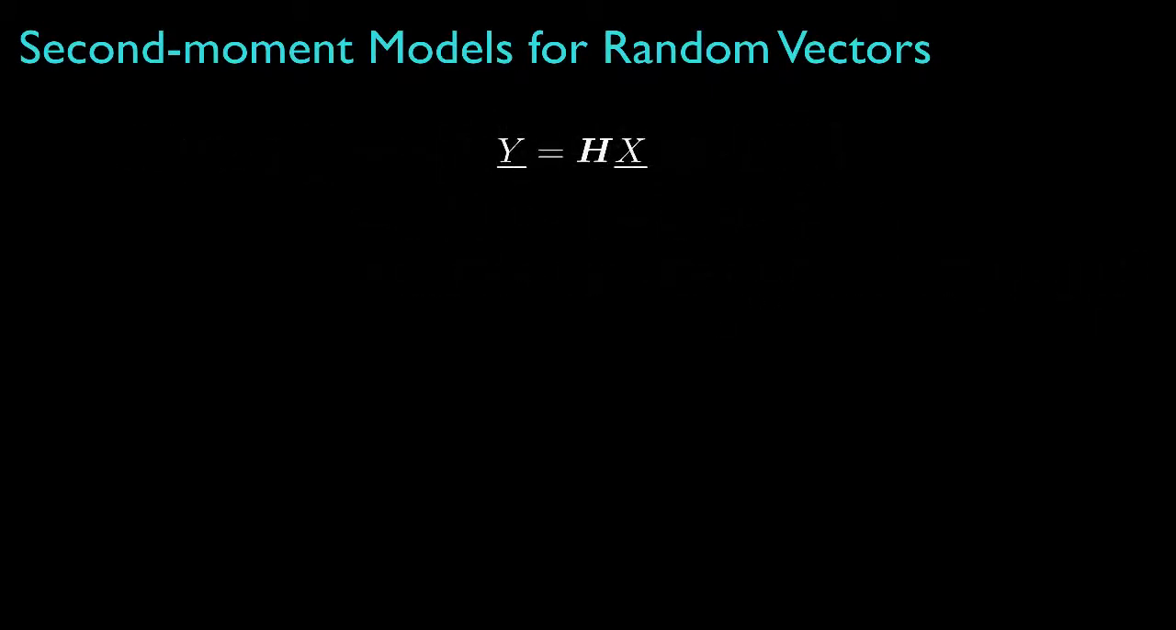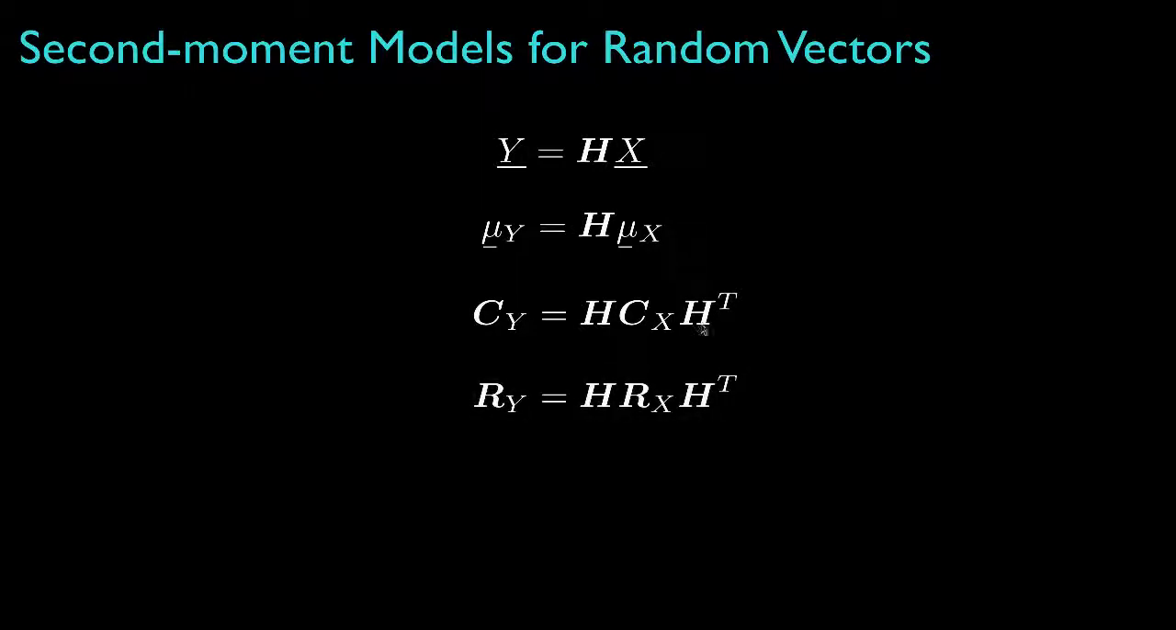Now, we'll often encounter a situation where we apply a linear transformation of a random vector to create another random vector. Here we've shown this as y equals H x, some matrix H times x. In this case, the mean for the transformed vector is the transformed mean vector, and the covariance matrix is the product of the transformation matrix H times the covariance for the input vector x times the transpose of the transformation matrix. And the transformed autocorrelation matrix is obtained in the same way.